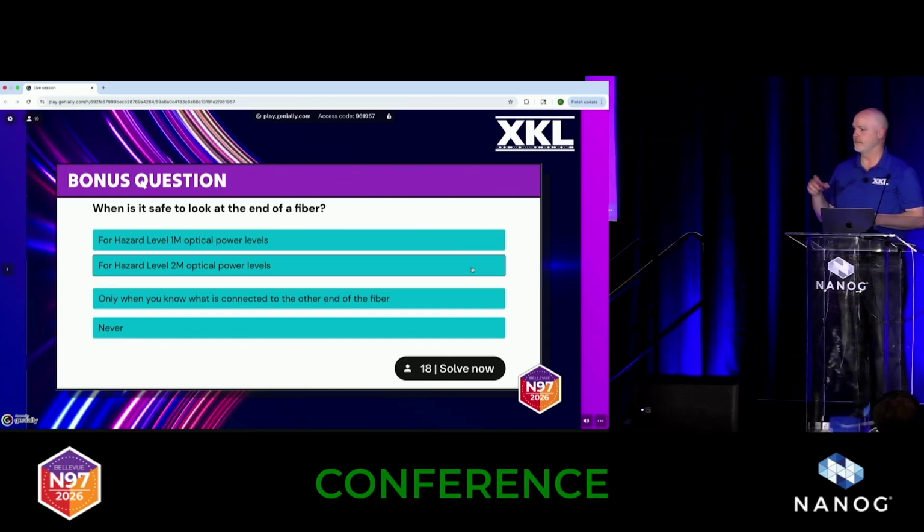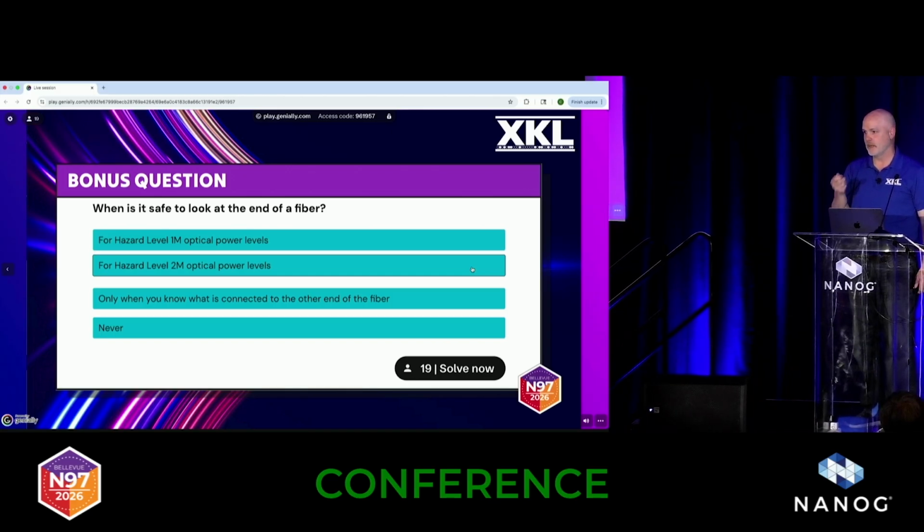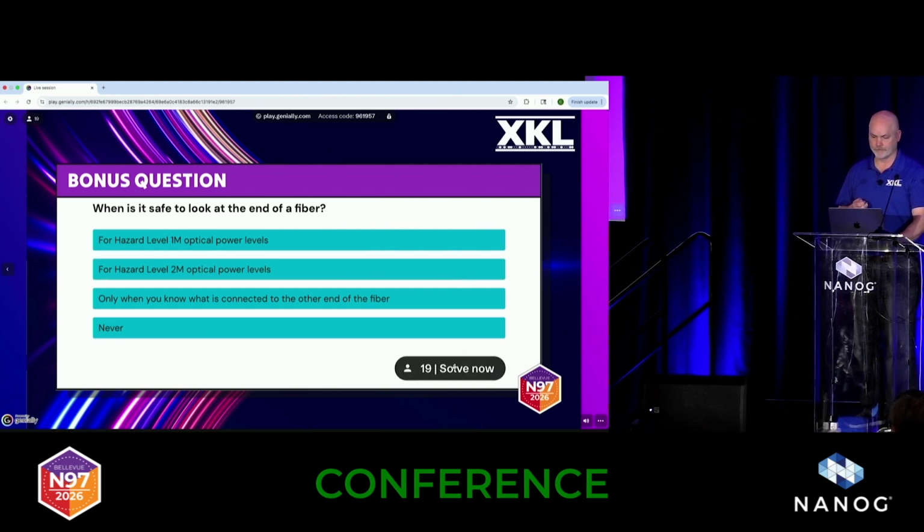Somebody raise your hand that wants to answer this question out loud. When is it safe? Never. You don't know what's on the other end of that fiber. You have no idea. You can't see it. It's not visible, and it only takes a second for you to permanently damage your eye.